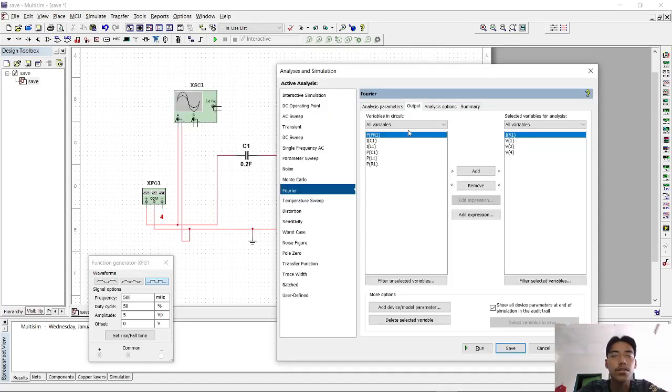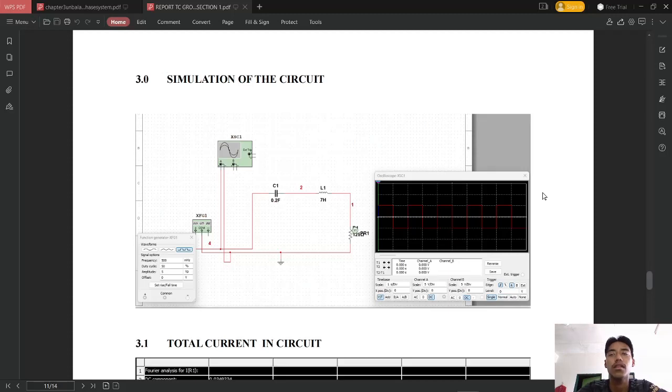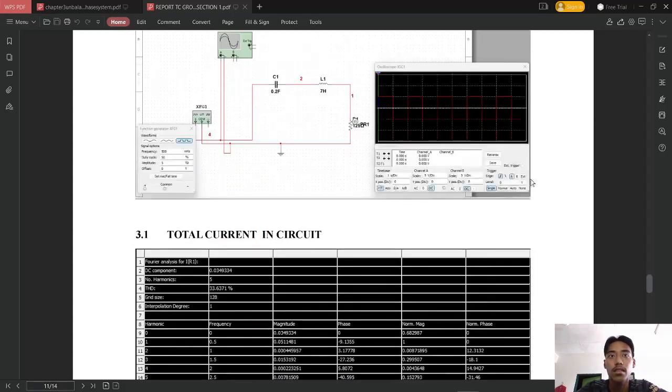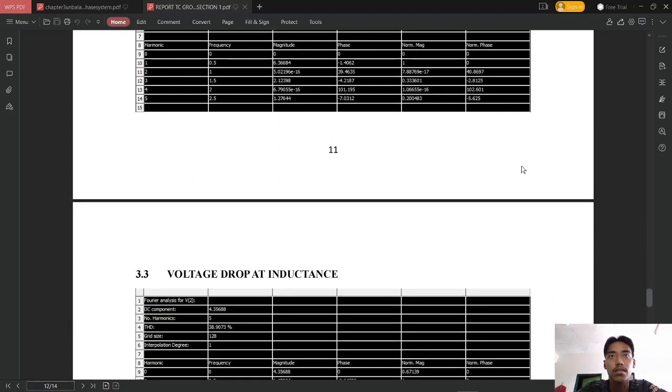Next, we set the output to the values that we need. We set IR1, which is our circuit's total current, V1 for the voltage on the resistor, V2 for the voltage on the inductor, and V4 for the voltage on the capacitor. Lastly, we save and run the simulator to get the result. In the report, we already attached our simulation result. This is our result in Multisim.